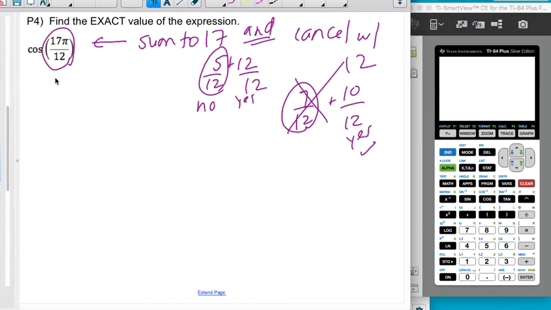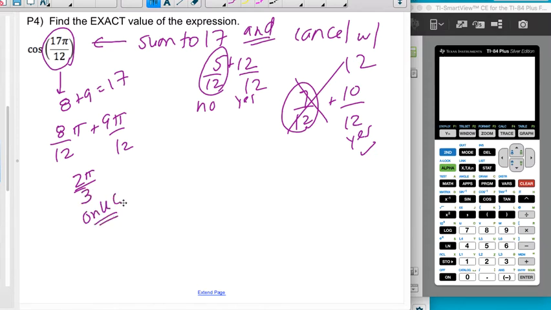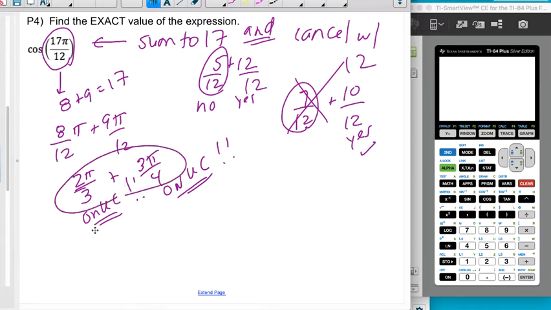But 8 plus 9 is the one my brain said, oh hey, 8 plus 9 equals 17, and 8/12 pi plus 9/12 pi would cancel. I could cancel a 4 out of those, and if I cancel a 4, I get 2 pi over 3, which is on the unit circle. That's the whole goal. And if I cancel a 3, I get 3 pi over 4, which is on the unit circle. So I'm going to pick these guys.